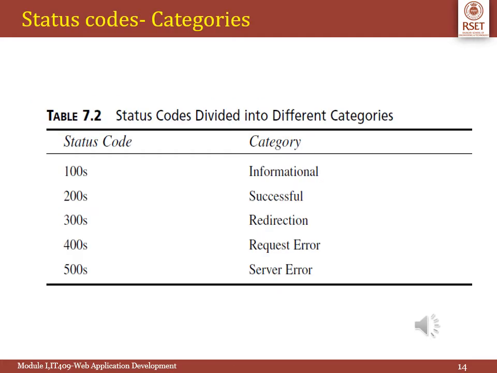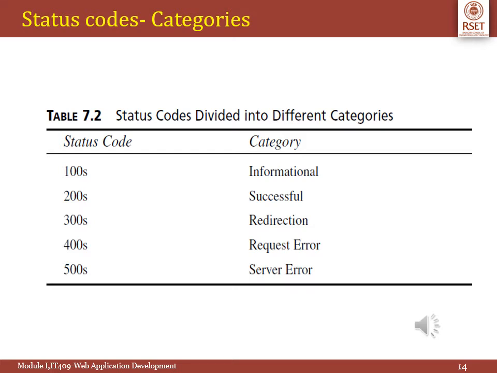The web server responds with a status line, one or more response headers, a blank line, and optionally the document or other data. The status line, which is also referred to as the response line, consists of the server protocol and a status code. The status code indicates the success or the failure of the client request. The status codes are divided into different categories as given in the slide.